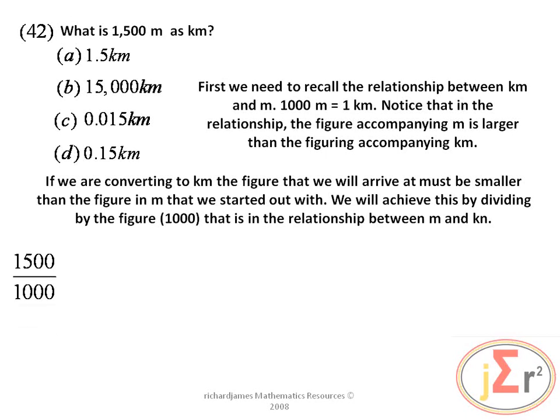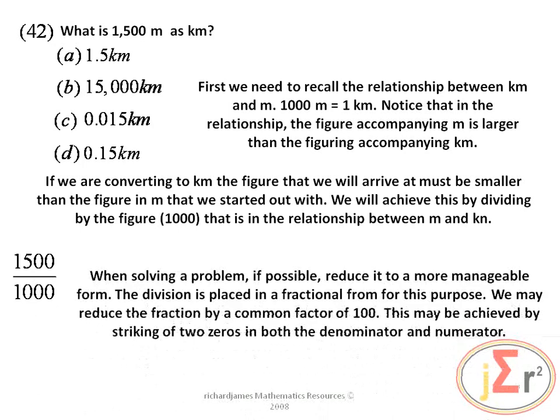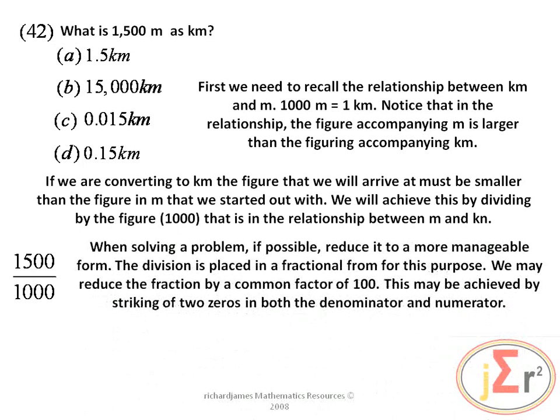So let us divide 1,500 by 1,000. When solving a problem, if possible, reduce it to a more manageable form. The division is placed in a fractional form for this purpose. So in this particular case, we are dividing 1,500 by 1,000, and we are writing our expression in a fractional form, because by so doing, we will be able to progress very much quicker than if we were to use a long division or so.